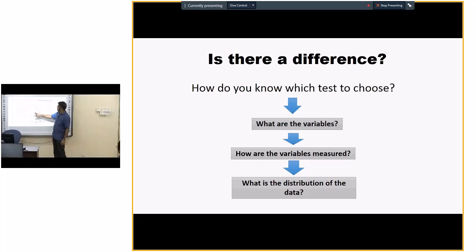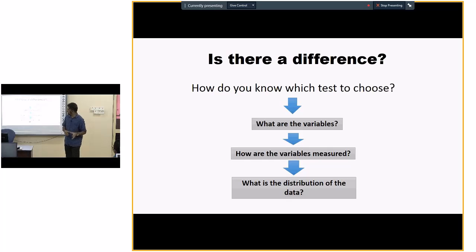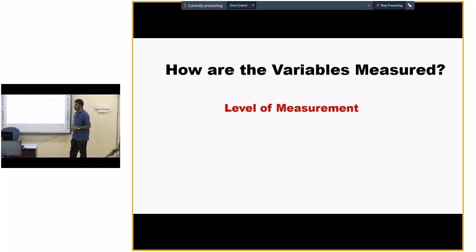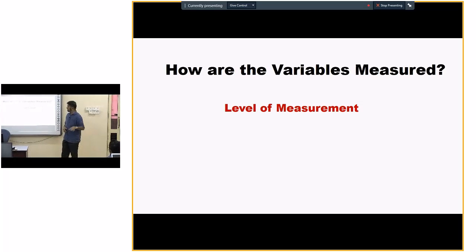Then what are the variables? Now we have to think about the variables, and there are scales and other details. How are the variables measured? How to measure those variables, right? What is the distribution of the data? Whether it is following a normal distribution or not, right? These are very much important. Then we can decide the statistical test.